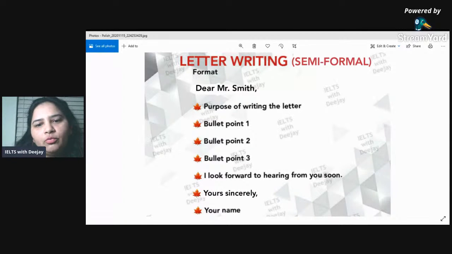Then the bullet point one, you will discuss in the next paragraph. Bullet point two, you will discuss in the second paragraph. The bullet point three, you will discuss in the third paragraph. Then you will end it up with, I look forward to hearing from you soon, and yours sincerely and your name. This is how you're going to write it.